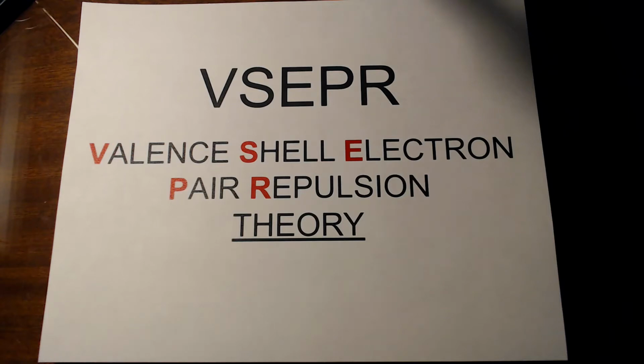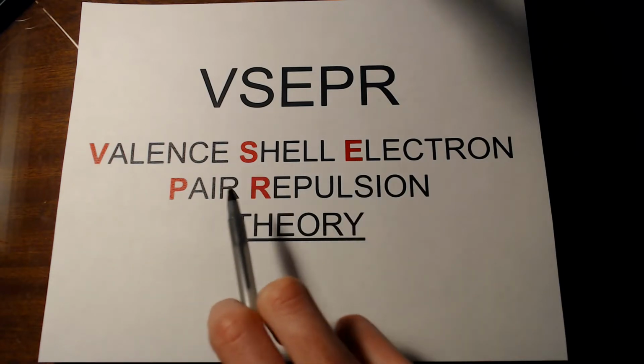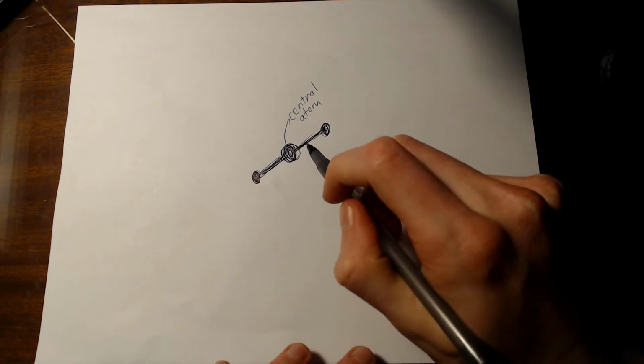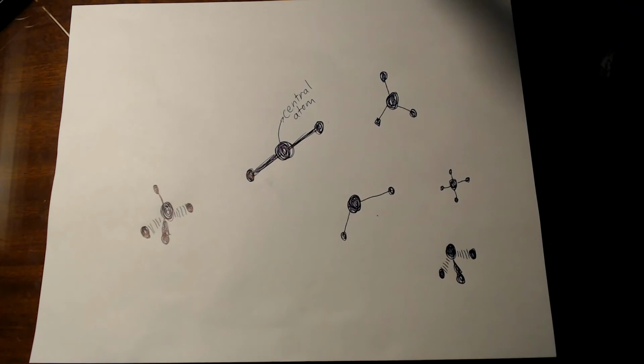Hello, today I'm going to explain VSEPR theory, or in other words, valence shell electron pair repulsion theory. So we know that there are molecules with central atoms and some other atoms surrounding them. This theory was designed to see what positions these atoms within the molecule will assume relative to one another. Essentially, the theory can be explained in the following way.